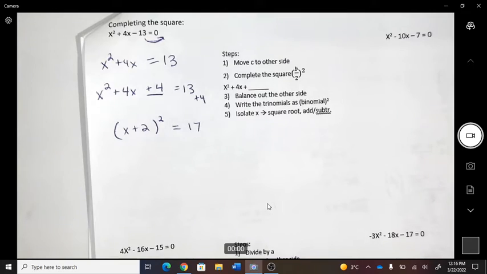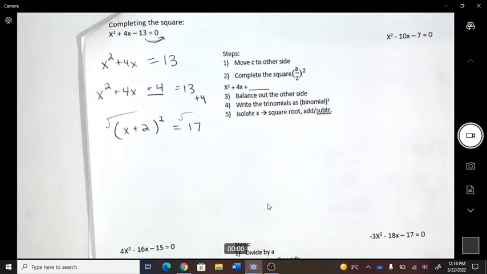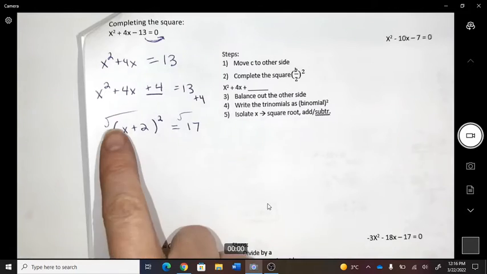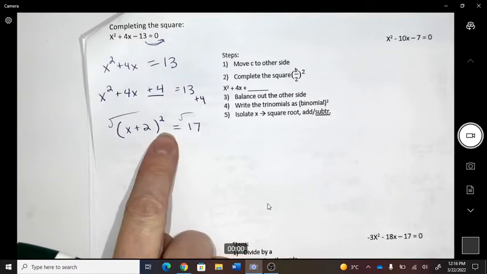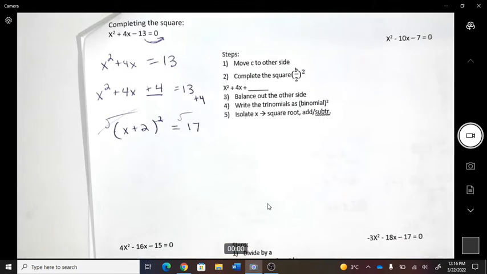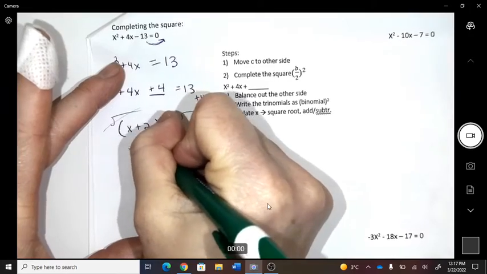I want to figure out what x actually equals. So my first algebra step is I'm going to square root both sides. What happens when you square root a square? You don't actually need calculators at all. Does that make sense in math? Square rooting a square, they're opposite, they cancel, and you get x plus 2.